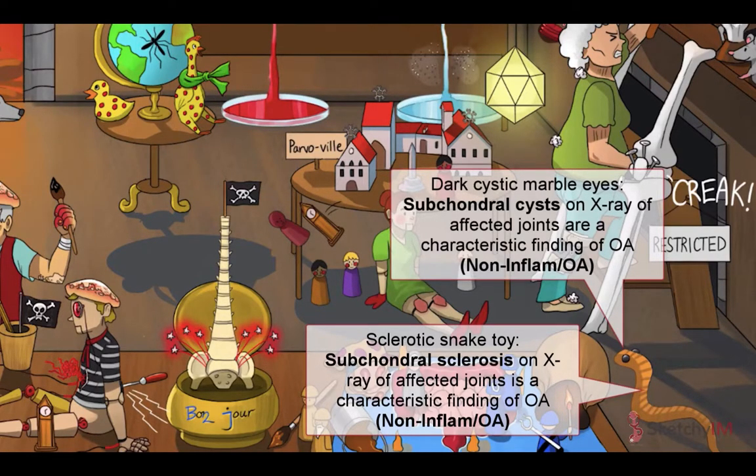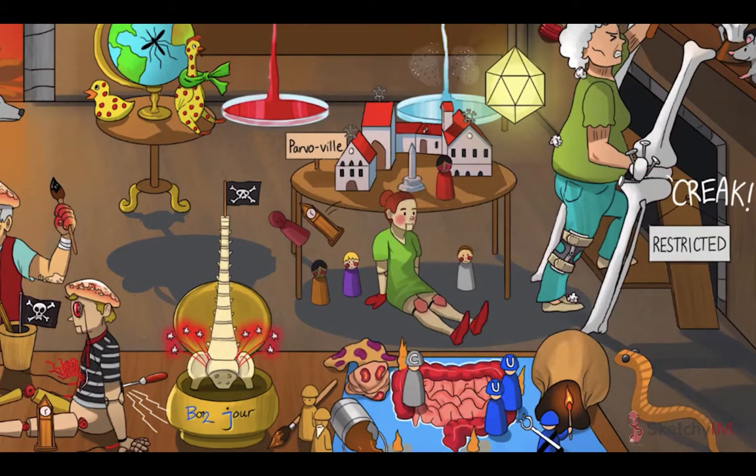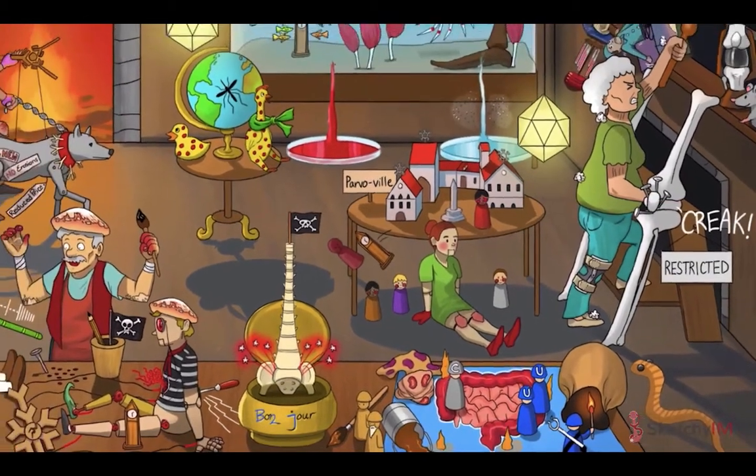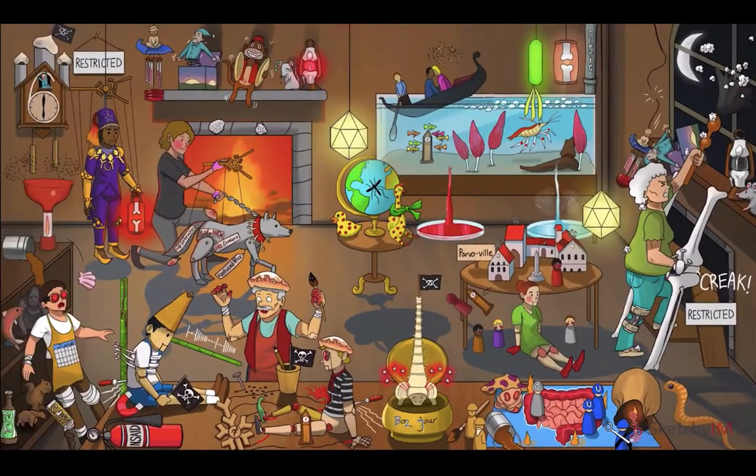At Sketchy, whenever we want to convey the idea of sclerosis, we use a scaly sclerotic snake, like this wooden toy snake here. Subchondral cysts may be seen as well, represented by those cystic marble eyes. All right, let's articulate the most important points.